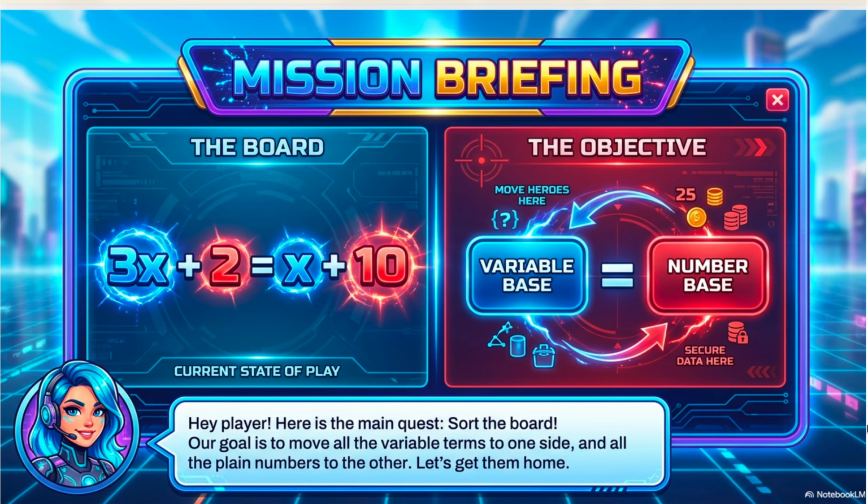Here's the kind of equation we're working with. 3x plus 2 equals x plus 10. Since there's an x on both sides, our job is to organize the equation. We want all the variable terms together on one side, and all the plain number terms go on the other side together. That's the main goal for this whole lesson.